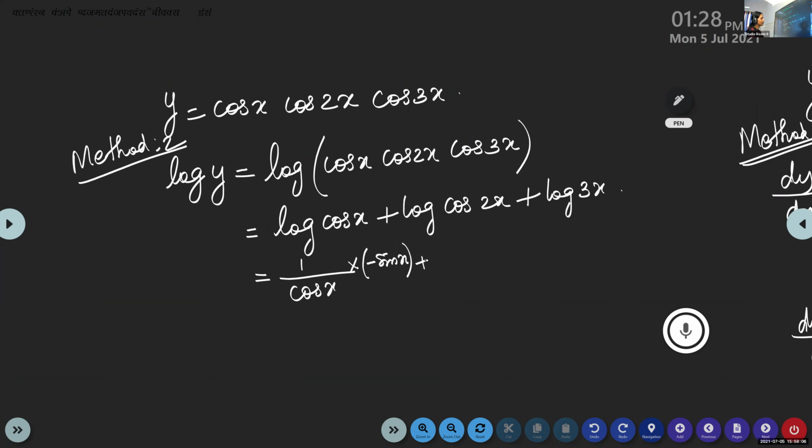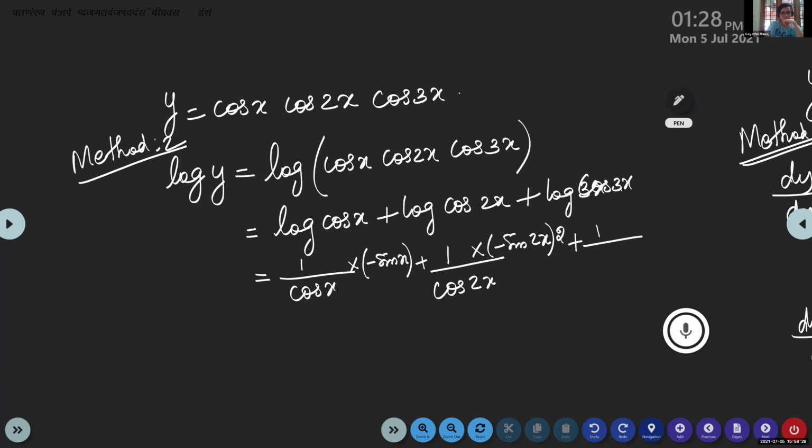Yes, Gayatri, tell me what is the derivative of log cos 2x? 1 by cos 2x into minus sin 2x into 2. Very good. Plus derivative of log cos 3x. 1 by cos 3x into minus sin 3x into 3.